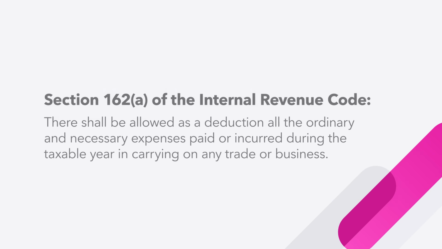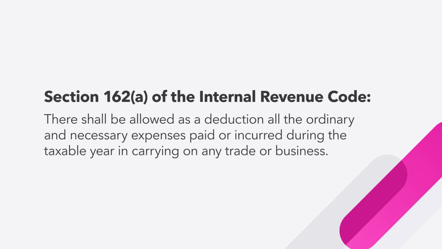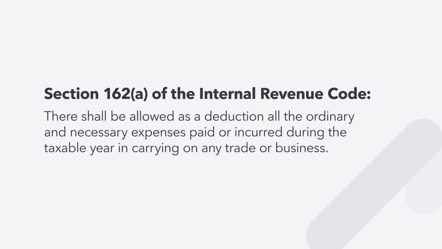According to Section 162 of the IRS Code, it says, quote, "There shall be allowed as a business deduction all ordinary and necessary expenses paid or incurred for the taxable year carrying on any trade or business." The key terms here are ordinary and necessary, which means that an expense made by the business that is not deemed deductible under these rules is usually treated as an owner's draw by default.